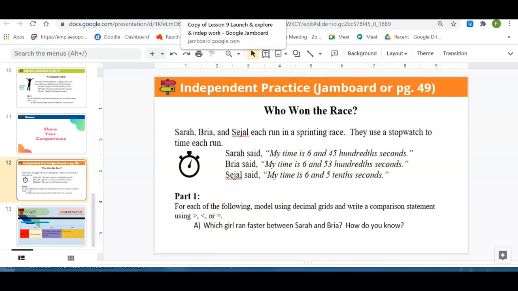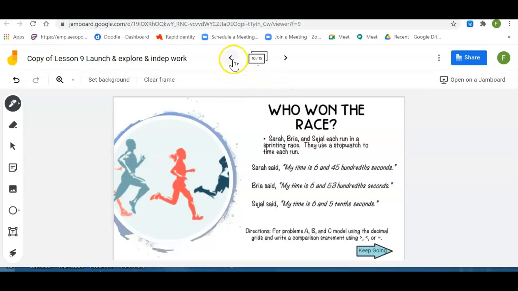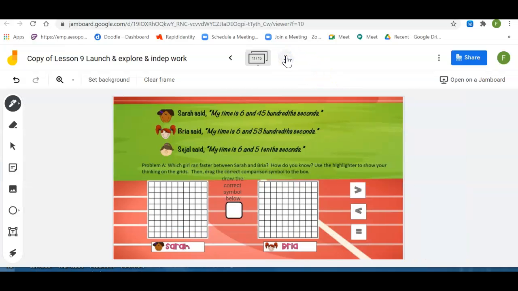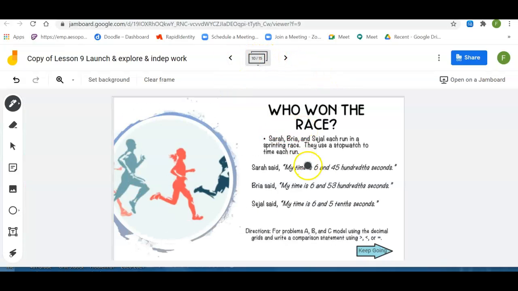So let's go back to the actual Jamboard, and I'll show you which one. So remember, Tom, Steve, and Geo, you completed these right here, and then you're going to go to who won the race. So Sarah, Bria, and Sajal each run in a sprinting race. They use a stopwatch to time each run. Sarah said, "My time is 6 and 4,500 seconds." Bria said, "My time is 6 and 5,300 seconds." Sajal said, "My time is 6 and 5/10 seconds."